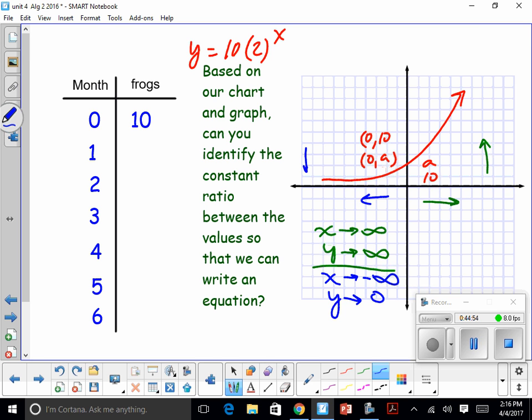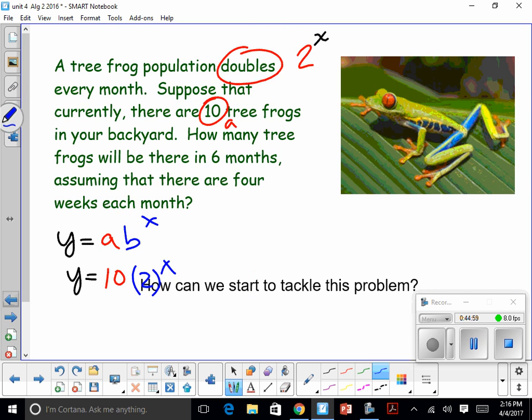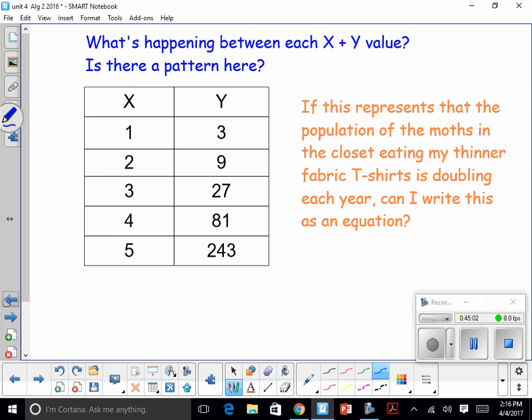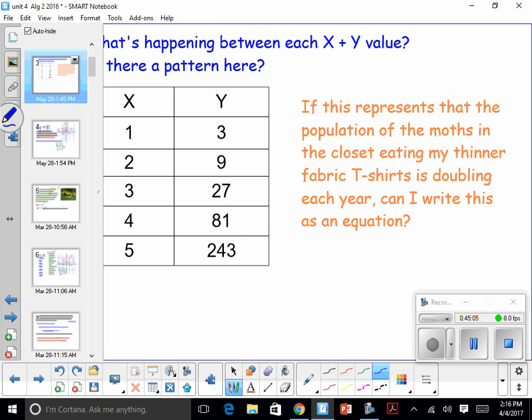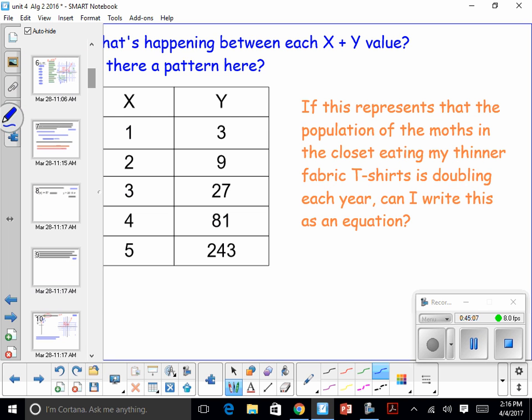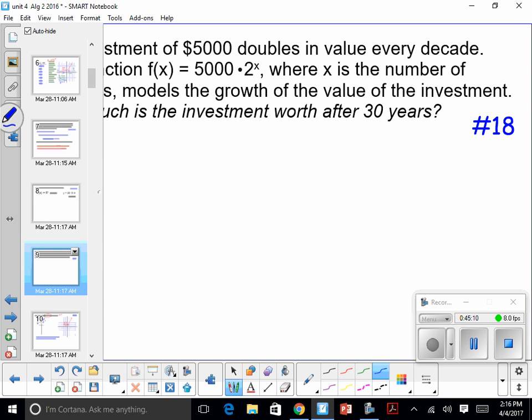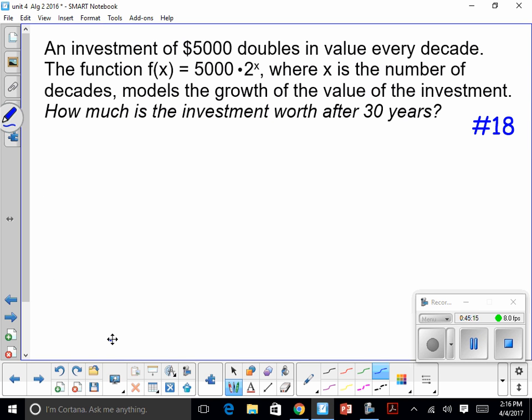He just wants to read the paragraph so you get used to all the stuff they'll say. Don't be afraid of it. Here it comes. An investment of 5,000 doubles in value every decade. The function f of x equals 5,000 times 2 to the x, where x is the number of decades, models. If you had a highlighter, highlight models. Models is a math word that says, hey, you told me something about real life, and I wrote an equation to show you what that would look like, so I can figure out what happens 10 years from now. This real life situation has been modeled by this function.